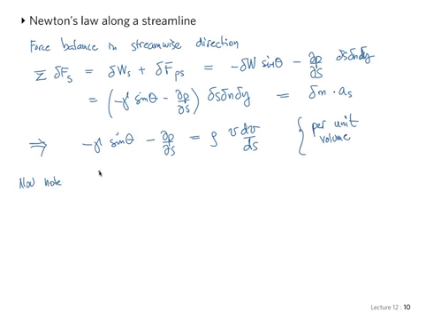note that we can write the sine of theta. So what is sine of theta? If we were going in the streamwise direction, this was ds, and in the vertical direction we have dz, and theta was here, right? So the sine of theta is equal to dz/ds.